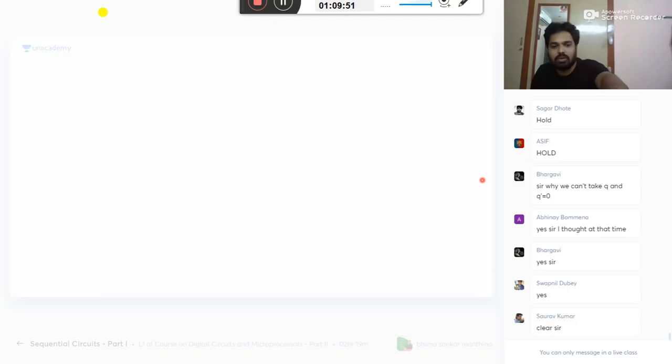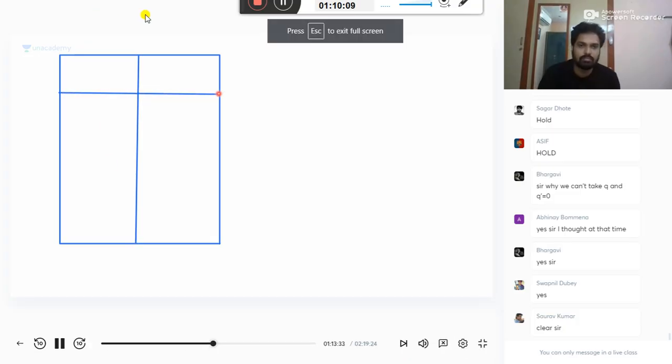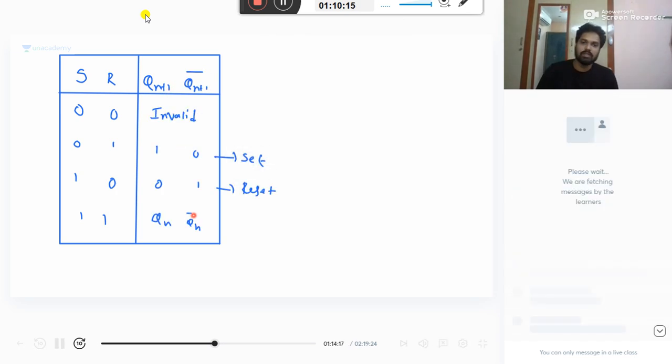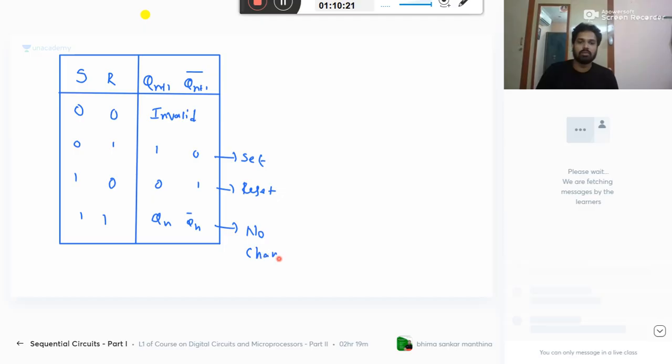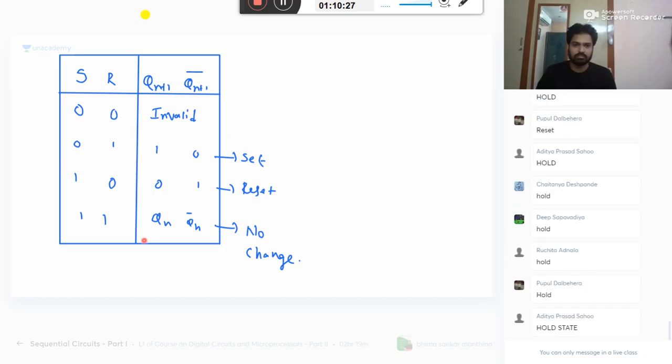Okay, happy. So now let's make this table and finish this job in the SR. Q(n+1) whole bar. Okay, this is what we call no change, or hold. Yes, no change, hold condition. Here, what is the answer? 1, 1, invalid.